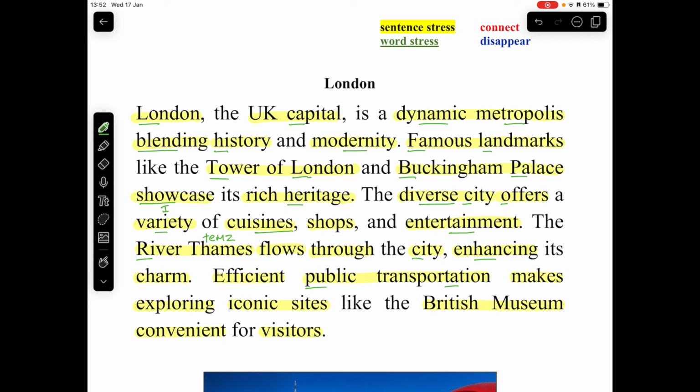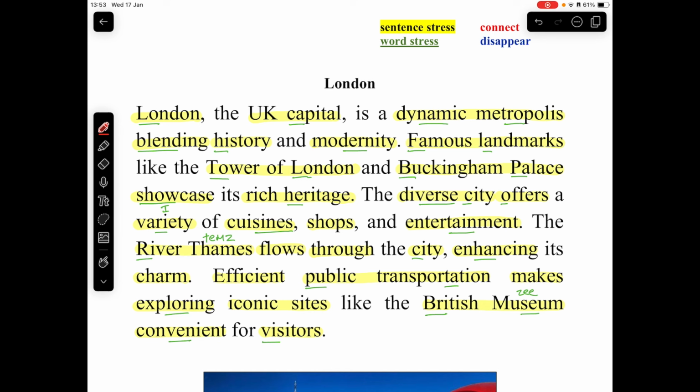makes exploring iconic sites like the British Museum. Now, just to remind you here, museum, convenient for visitors. Okay. Now we're going to look at where sounds connect across words.